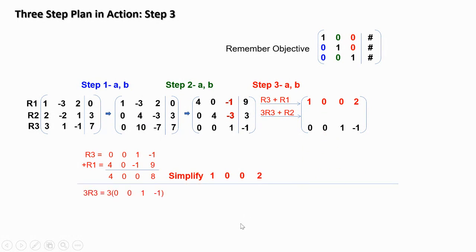So now we're going to do 3 row 3 plus row 2. So 3 row 3 will give us 0, 0, 3, negative 3, because I multiplied 3 times 0, 0, 1, negative 1. Plus row 2. If we add them, it's going to give us 0, 4, 0, 0. Because we want all these to be 1s, right? So here we simplify. Again, we divide everything by 4, so it gives us 0, 1, 0, 0.